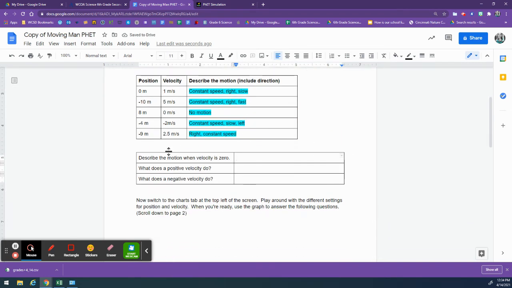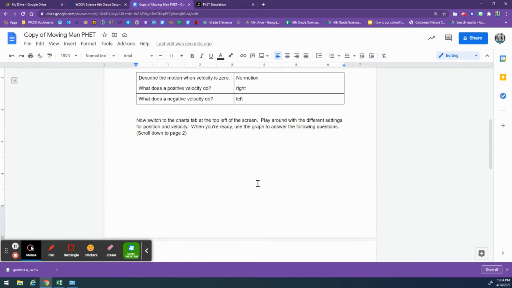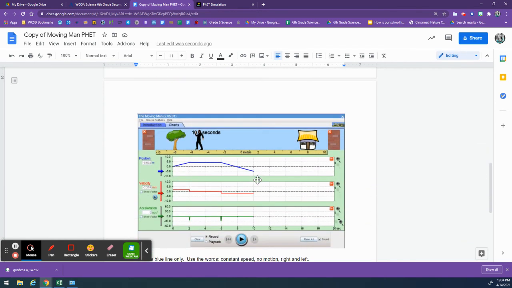Now describe the motion when velocity is 0. If the velocity is 0, that means the speed is 0, which means there is no motion. A positive velocity moves to the right. A negative velocity moves to the left. All right, now what we're going to do is switch to the charts tab at the top left of the screen and play around with the different positions and velocities. And then when you're ready, you're going to answer the following questions. I'm just going to go ahead and move on to this.